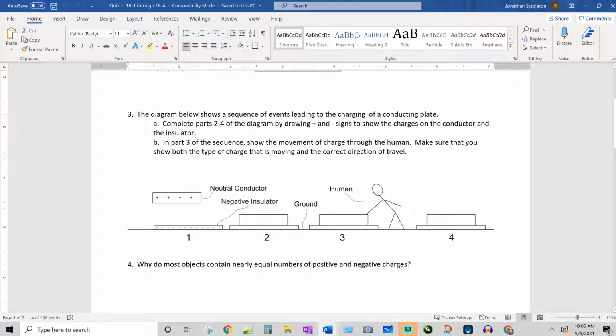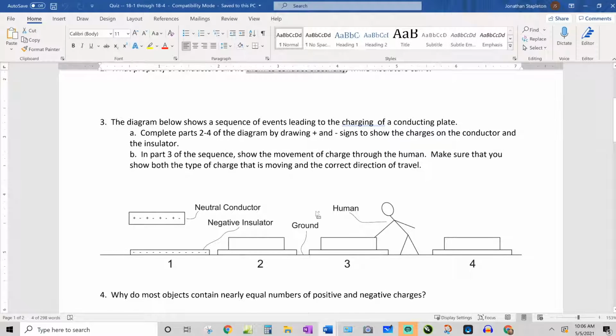The diagram below shows a sequence of events leading to the charging of a conducting plate. Complete parts 2 through 4 by drawing plus and minus signs to show the charges on the conductor and the insulator. And Jackson, I'm guessing you were kind of wanting something like this to work on your own. So I can make this available to you, but like I said, since I don't have the answer key, I don't know if it would be that helpful on your own. So maybe I'll just go through some of the bigger points in class now.